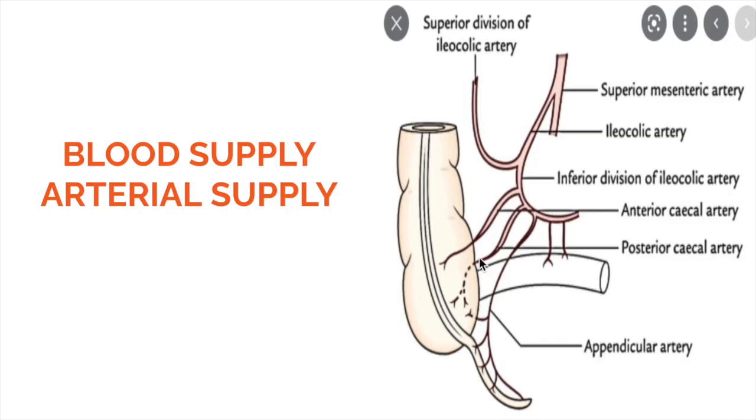Now we'll see the blood supply of the cecum. It is supplied by the anterior and posterior cecal arteries. These two are the branches of the inferior division of the ileocolic artery. See, this is the ileocolic artery, which is coming from the superior mesenteric artery. This ileocolic artery divides into a superior division and an inferior division. From its inferior division, we see the branches, anterior cecal and posterior cecal, which passes behind the cecum. Here you can see the dotted lines. This is the ileum and this is the appendix here.